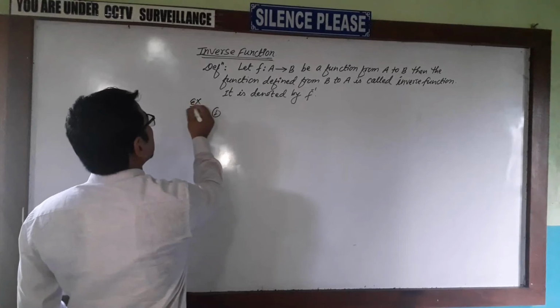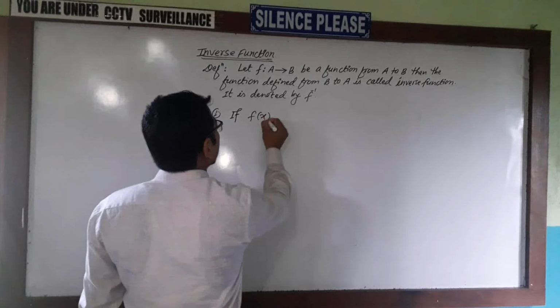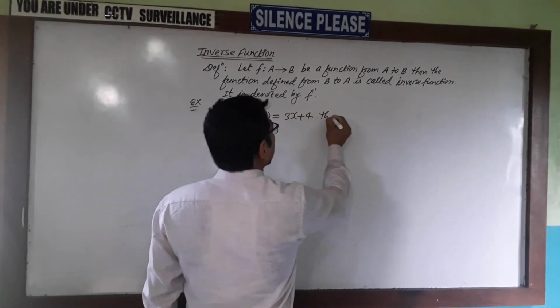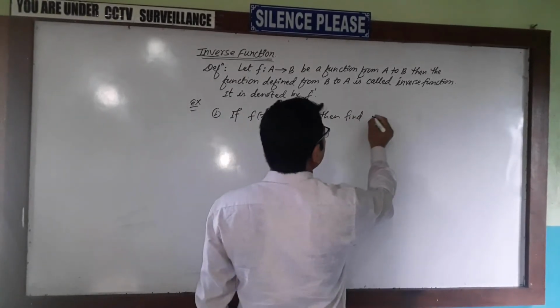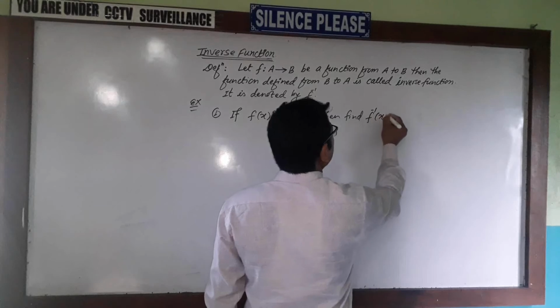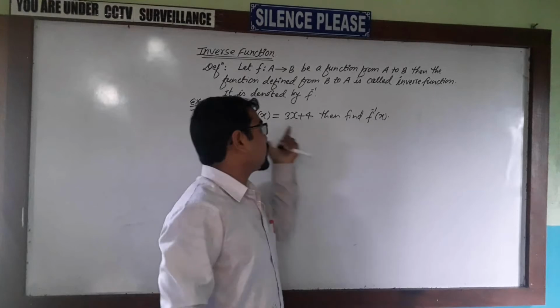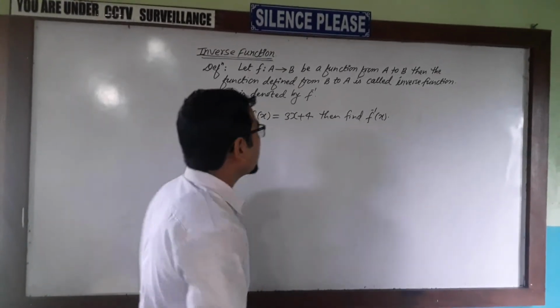Look here, suppose I take one example. Example: if a function f of x is equal to 3x plus 4, then find the inverse function of f. Otherwise we can say find f inverse x. This is what we have to find. This function is given by the question, and now we have to find the inverse of this function, that means we have to find f inverse x. So look at how to find it in the solution.